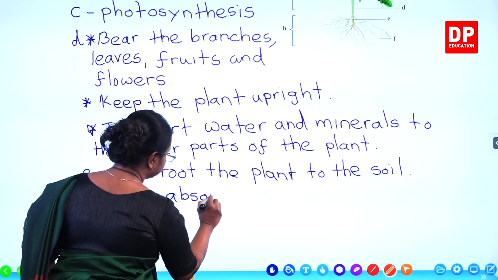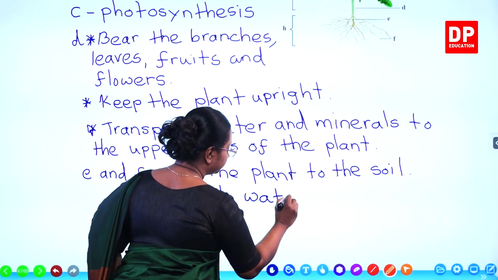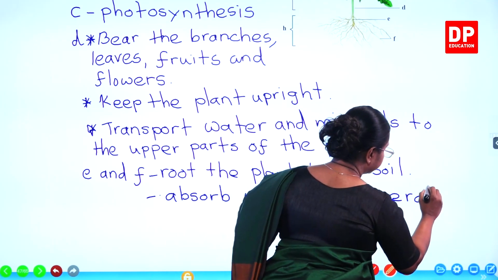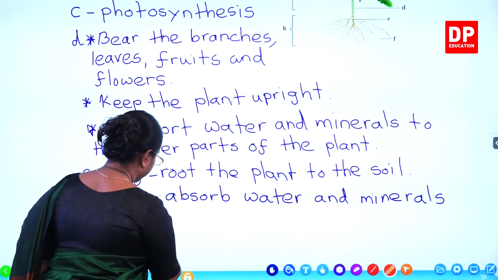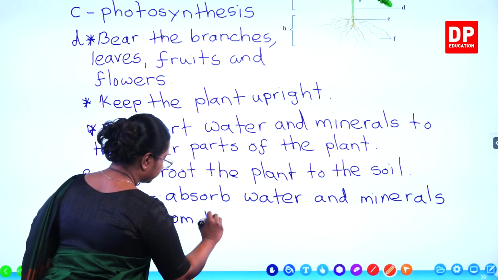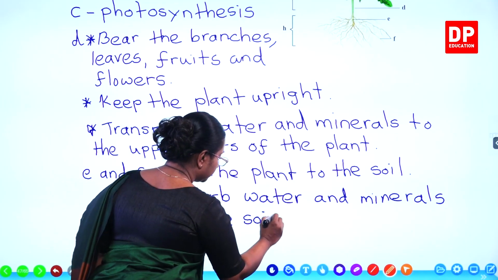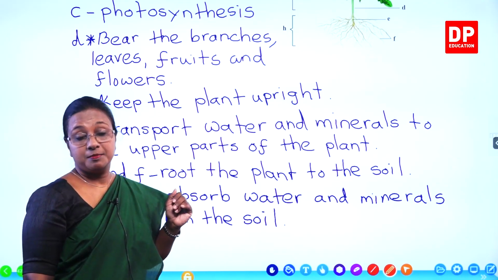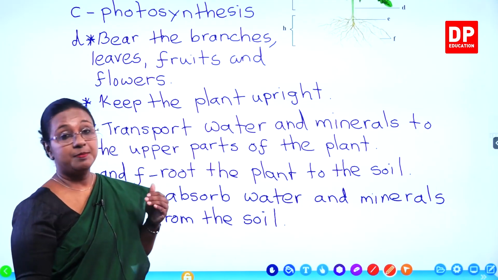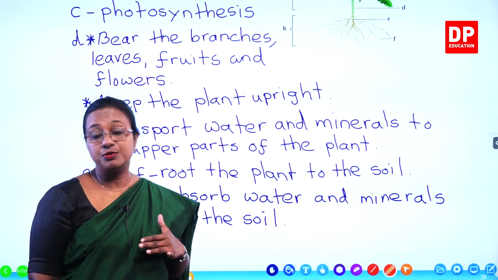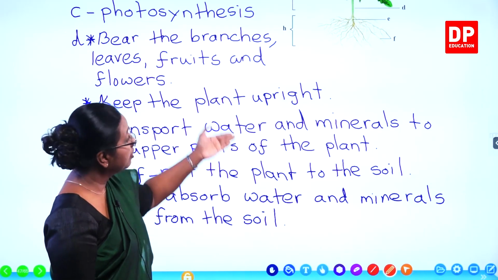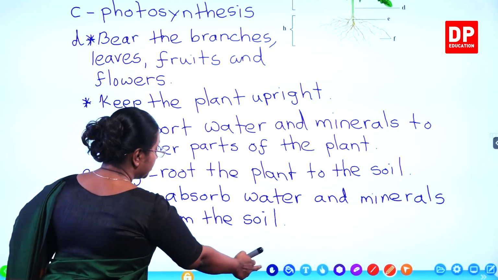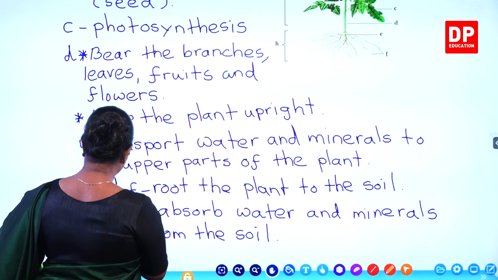absorb water and minerals from the soil. So those are the parts. Now there's nothing to write for parts G and H because that is the shoot system and root system. We have already explained everything for all the parts in the shoot system as well as the root system. So I will go through the functions again.